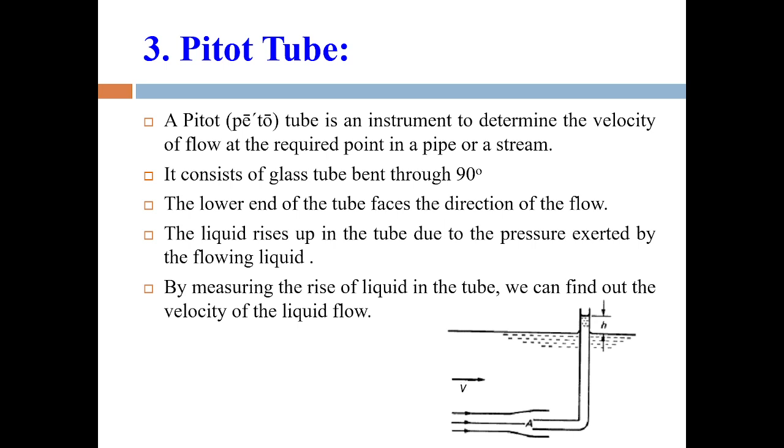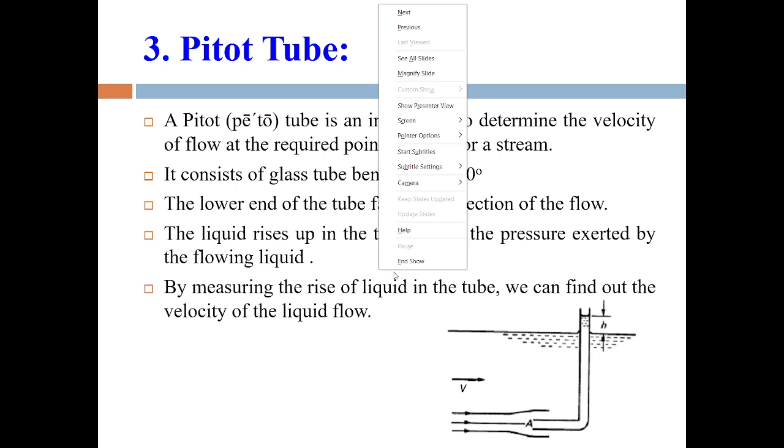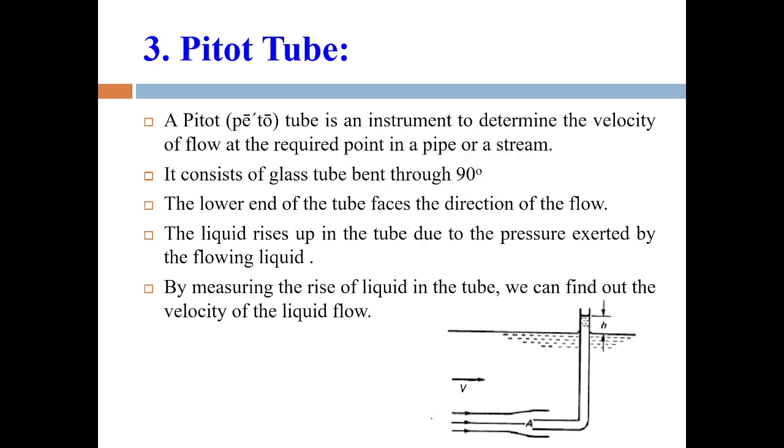Okay, so the pitot tube is an instrument to determine the velocity of flow at the required point in a pipe or a stream. It consists of a glass tube bent through 90 degrees. You can see on the figure, this is a tube with a 90 degree bend. Here at point A, this is the entry point. You can see water is flowing in this direction.